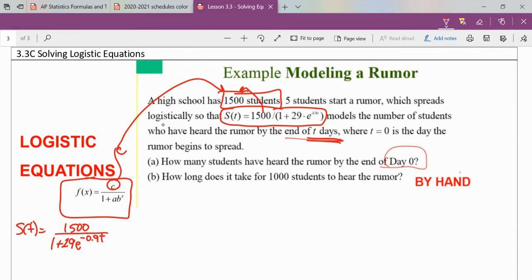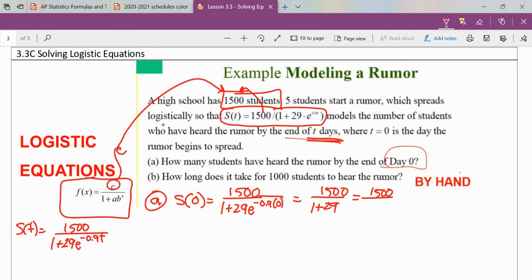So the question is, how many students have heard the rumor by the end of day 0? That's what we're looking for. And using this formula for part A, we're just looking for S of 0. So let's substitute that into the equation. You get 1 plus 29e to the negative 0.9 times 0 up in that exponent. As we break this down, 1,500 on the top, 1 plus, now the 0 times here would just be 0. e to the 0, anything to the 0 is 1. So 1 times 29 is 29.